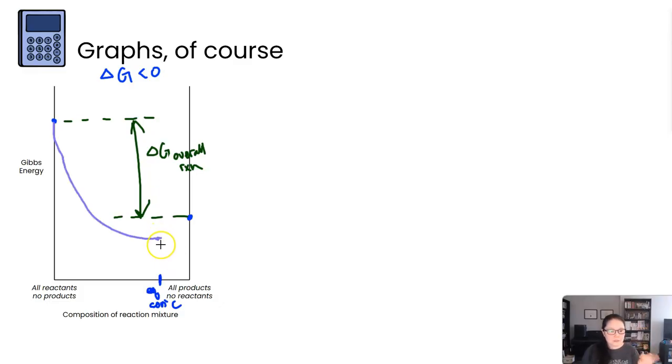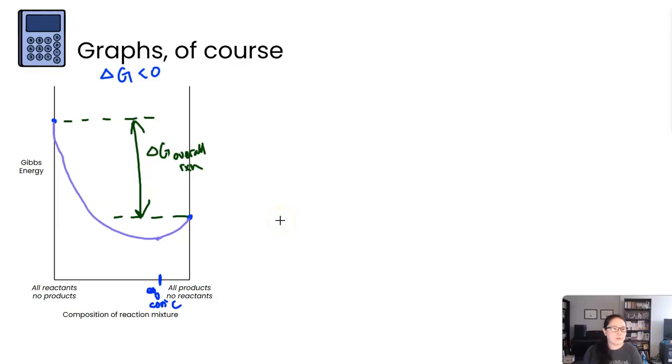And that means, at this point, that's when the Gibbs energy is lowest. That's where your reaction is going to stop. It means that if you want to actually push it all the way so that you form all products, that Gibbs energy is going to increase.